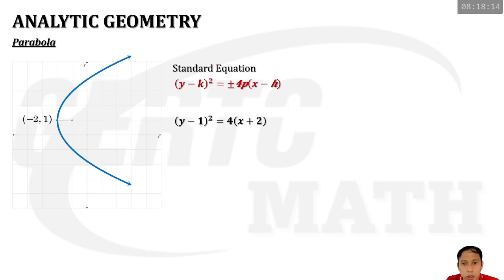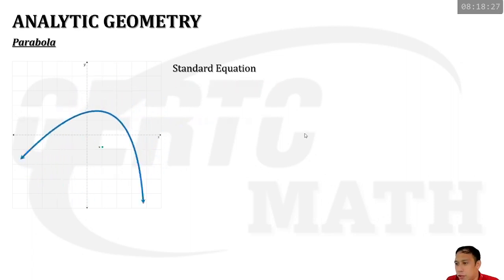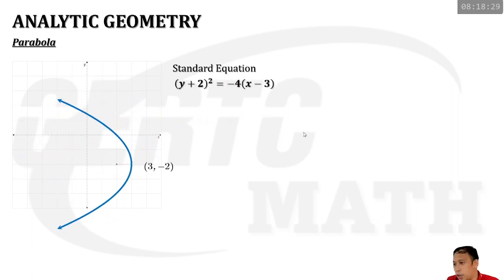Highlight na to. Blue as well, no? So, it's positive 4. So, it opens to the right. Okay? If ever, maging negative, no? Say, andito siya at 0.3 negative 2, the equation would become ganito. Y plus 2 squared is equal to negative 4 times x minus 3. So, maging negative siya. Okay? So, that's it. Okay? Basic lang.